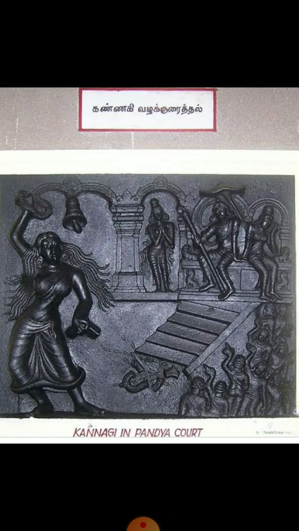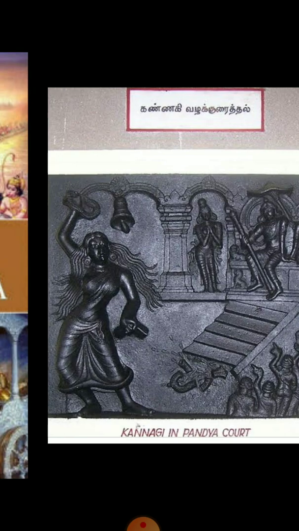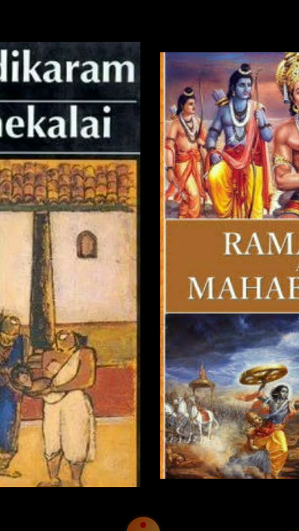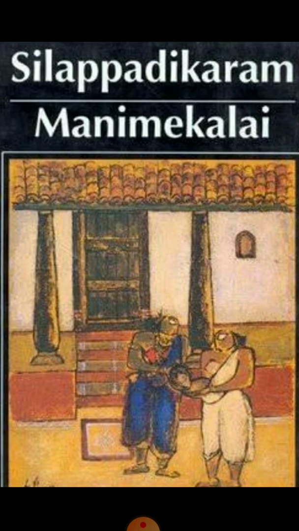The author of the Silappadikaram is Ilango Adigal, where the main characters were Kovalan, a trader in Pugar, and his wife Kannagi. The Ramayana and Mahabharata were written in Sanskrit, whereas Silappadikaram and Manimegalai were written in Tamil.